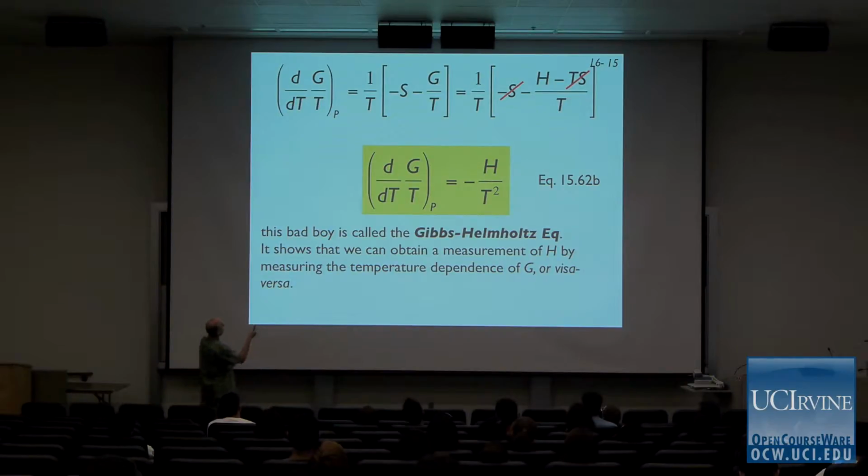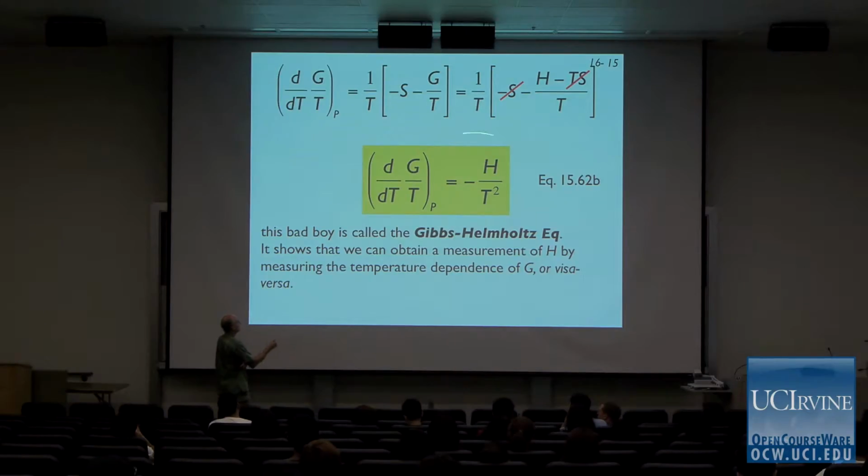And after we do all the algebra and we make some substitutions, we get this equation right here. The derivative of this quotient with respect to temperature is given by minus H over T squared. And that's a very simple mathematical form that ends up being useful to us. Right? It allows us to make a measurement of H and derive information about G from that. Right? And in the laboratory, that turns out to be a convenient way to make this measurement. So this equation is an important one.